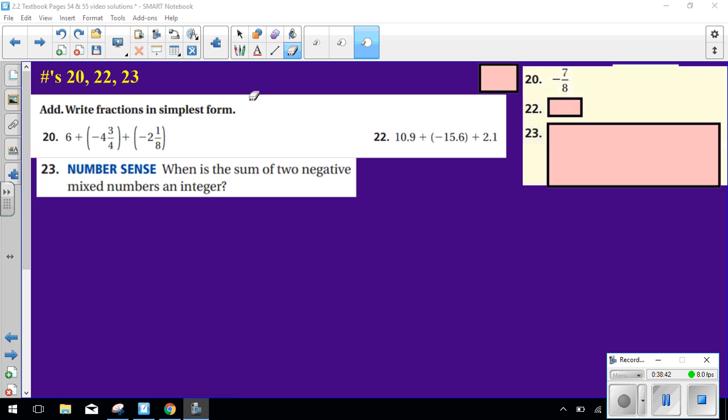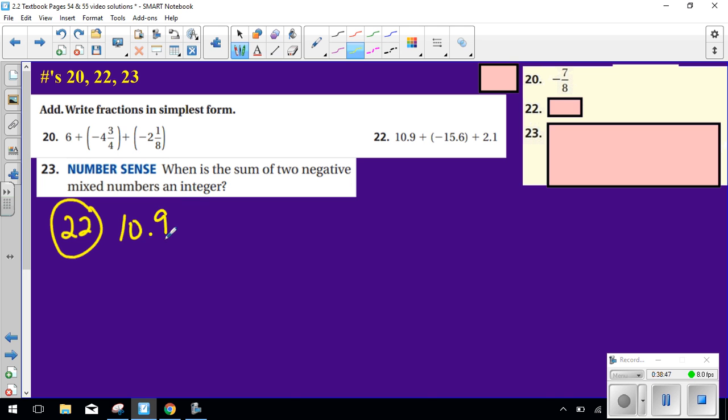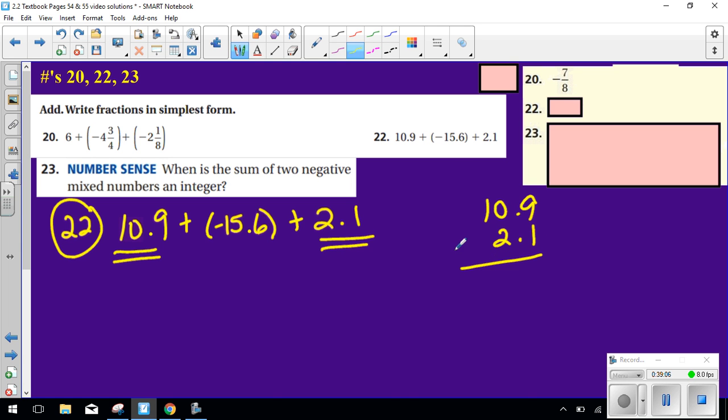And the same idea is going on for number 22. I have 10 9/10 plus negative 15 6/10 plus 2 1/10. So I'm going to look at my like signs, which are these two, 1 and 2. So since the signs are the same, I'm just going to add them. I'm going to take 10 9/10 and 2 1/10 and add. Decimal point goes straight down. So 13.0 is the same as 13. So what I have now is 13 plus negative 15 6/10.